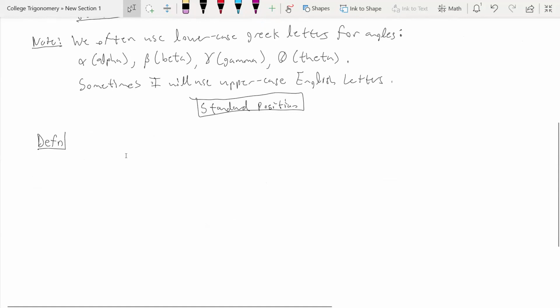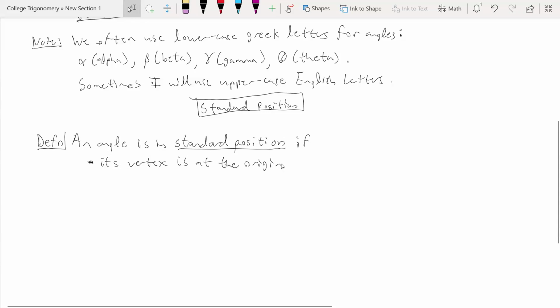All right, so definition. An angle is in standard position if there are two conditions that need to be satisfied here. Its vertex is at the origin of a rectangular coordinate system.